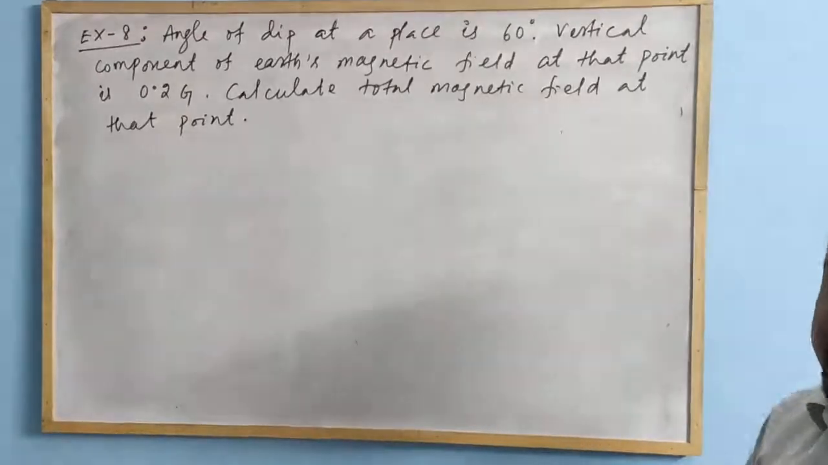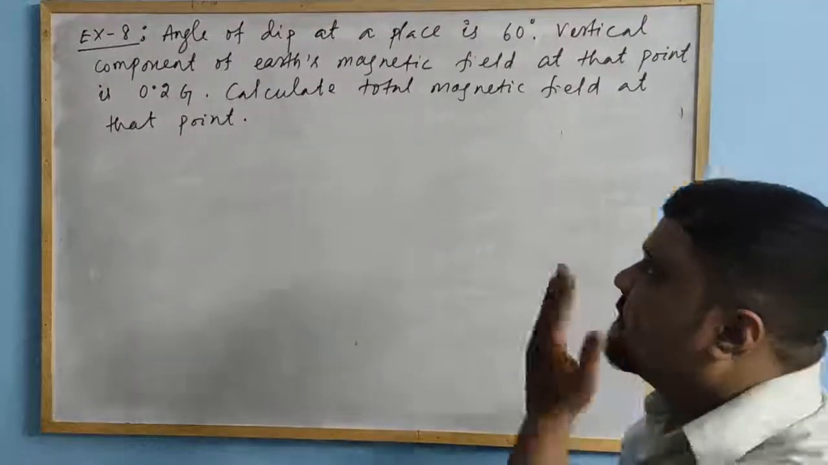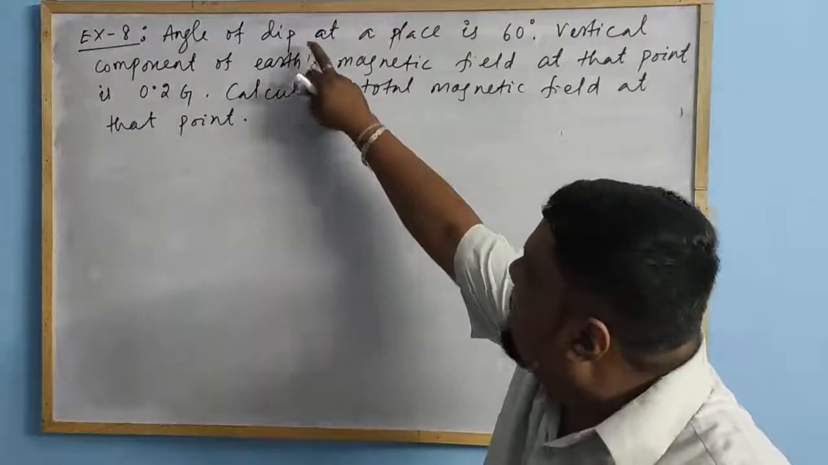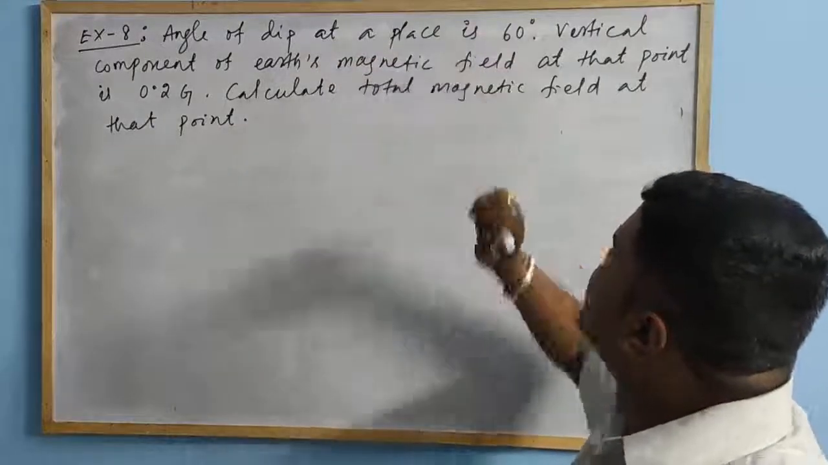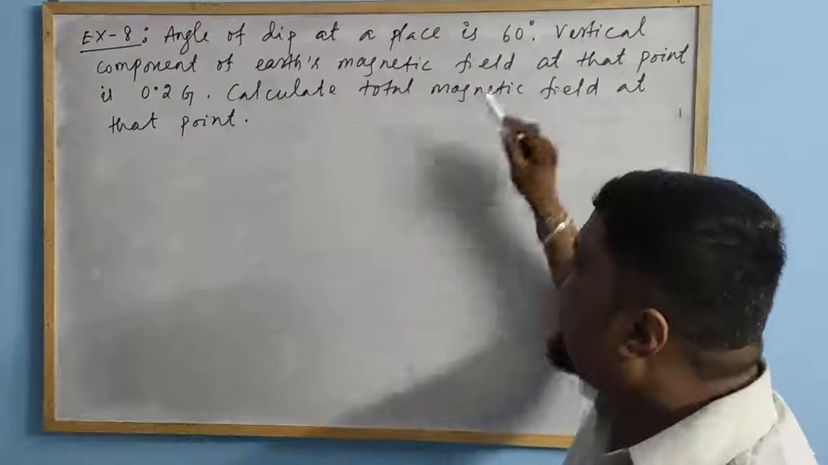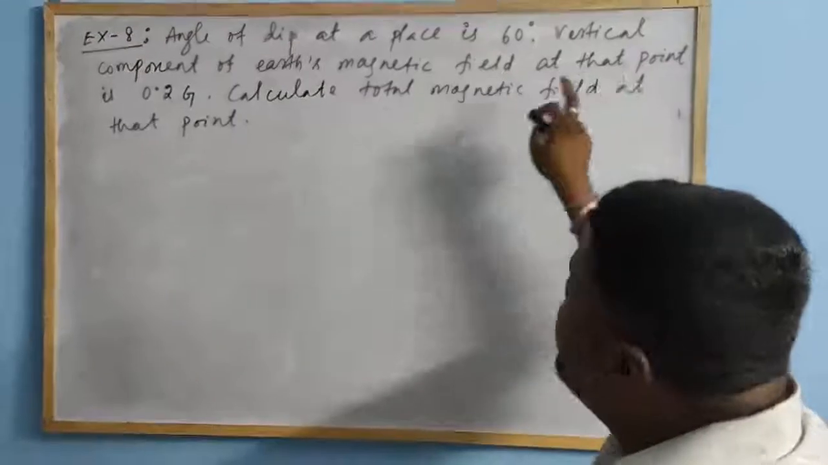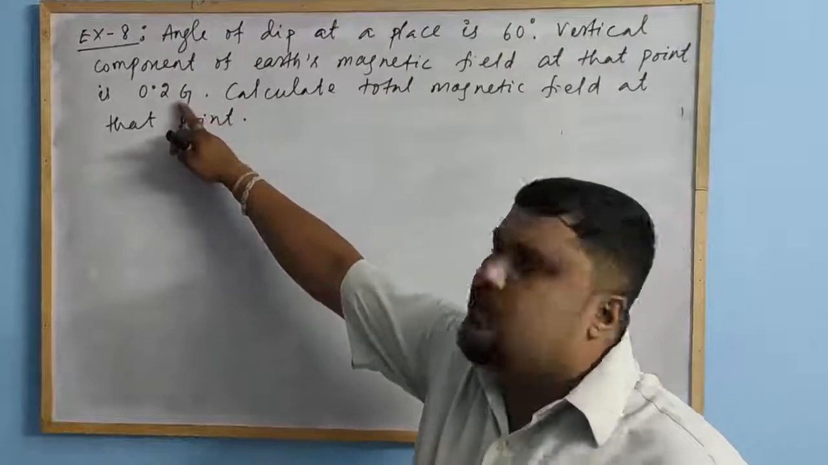Now come to example number 8. The angle of dip at a place is 60 degree. The vertical component of Earth's magnetic field at that point is 0.2 Gauss.